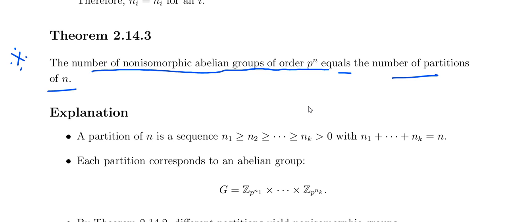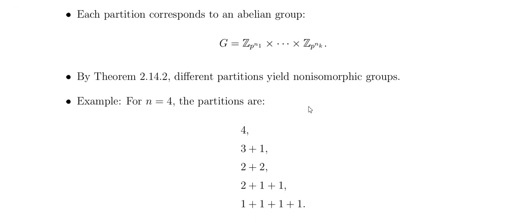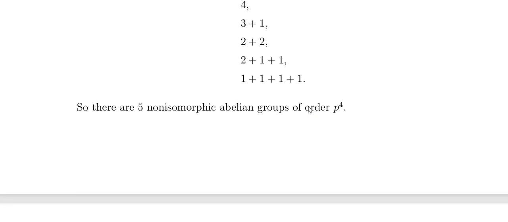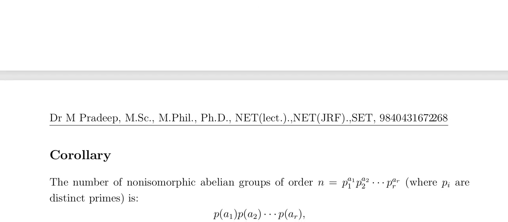To find the number of non-isomorphic abelian groups, just try to find out the partitions of n in the case of the prime power p power n. So there are 5 non-isomorphic abelian groups of order p power 4. This is the example.